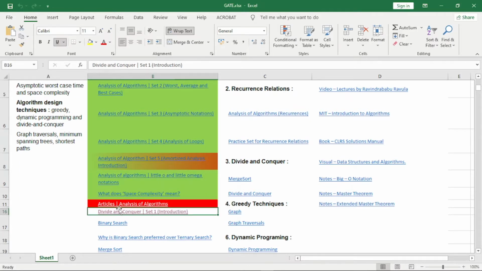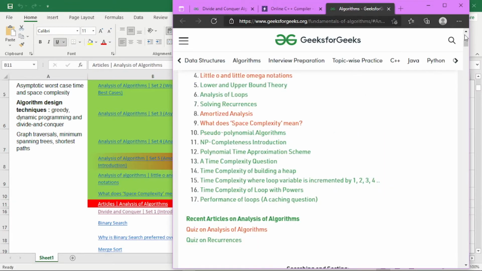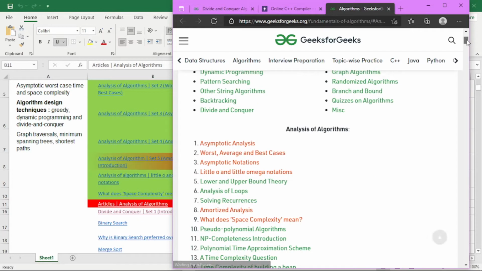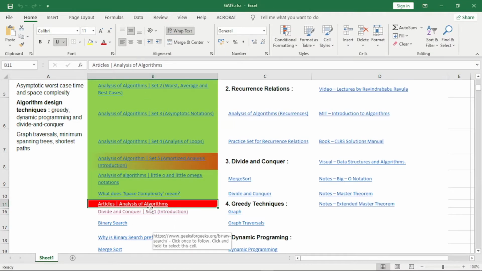So I have just filled this cell with the red color because these are just the articles on the analysis of algorithms which you can actually see here. See, if you want to go step by step for every video, you can see this as well. But as of now we are not going into these, and we will be just following the excel sheet which we have done, so that's why I have put it red.